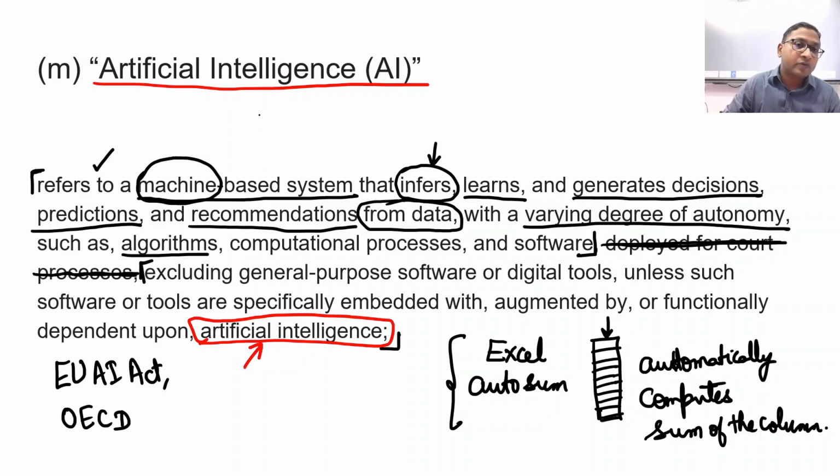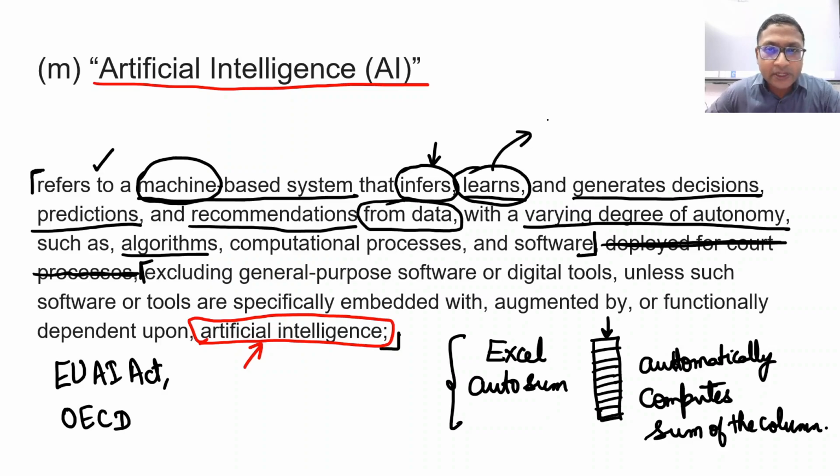So then we have not really defined AI per se. What I would rather say is: AI refers to a machine-based system that infers, learns, and generates decisions, predictions, and recommendations from data with a varying degree of autonomy, such as algorithms, computational processes, and software. Now, I don't want to go into too much detail of this definition, but all I want to say here is what learning means.